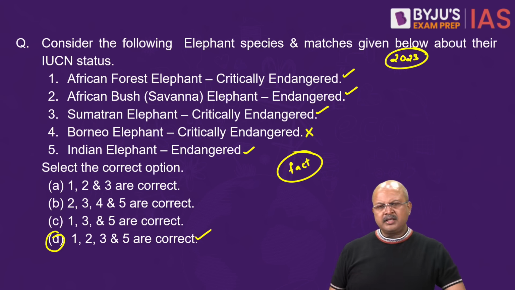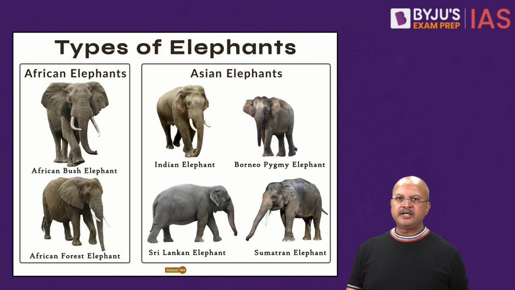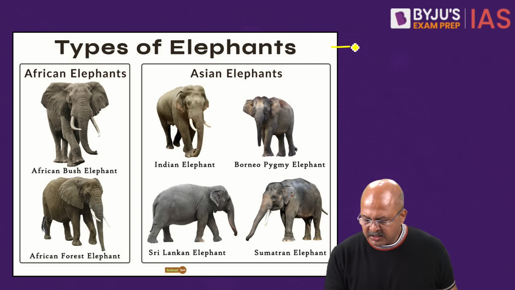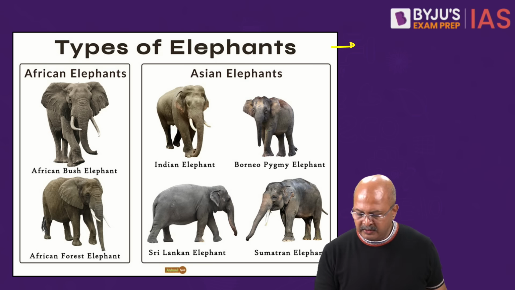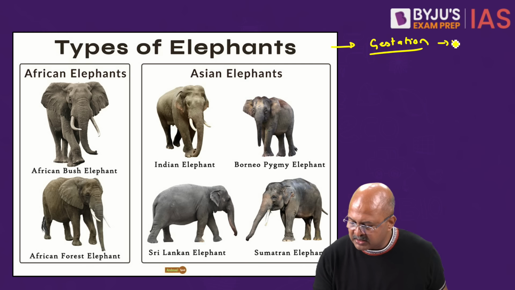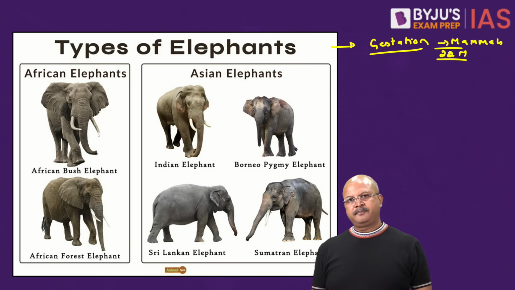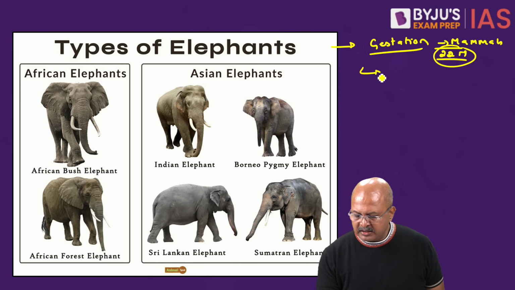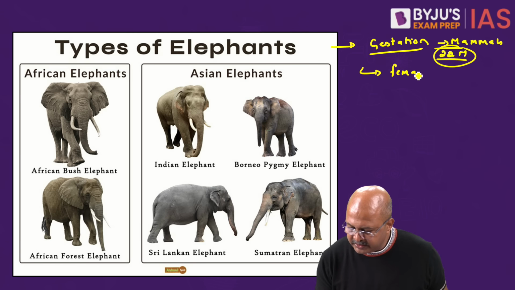Right. Now if you see the elephants, this is how they look: African elephants and Asian elephants. Sometimes when they ask questions, the gestation period of elephants is the highest among all mammals. Generally it is 22 months, after which they give birth to the baby. And generally they belong to a matriarch family where the female elephant leads.